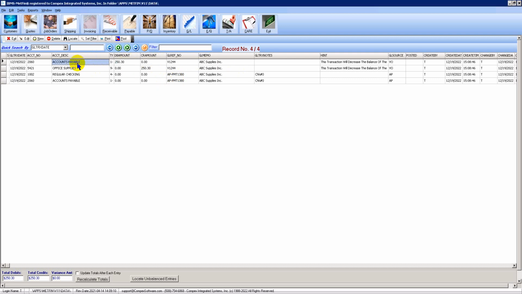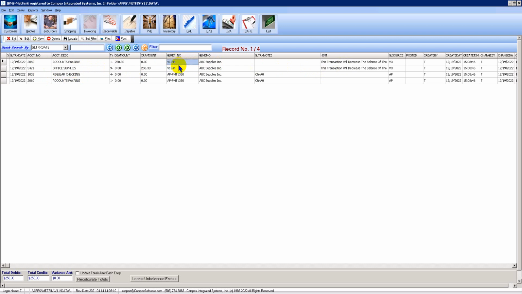Okay, so we have the accounts payable balance reduced by $250.30. The debit amount, as expected, because we wrote it off. And the office supplies account, number 5421, has also been reduced by that amount because we again wrote it off under this voucher number 1244.